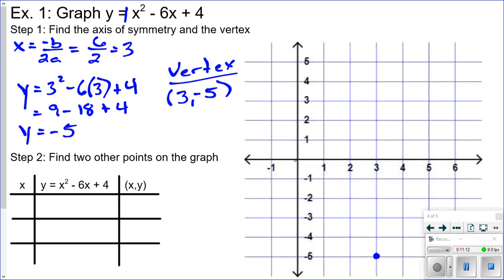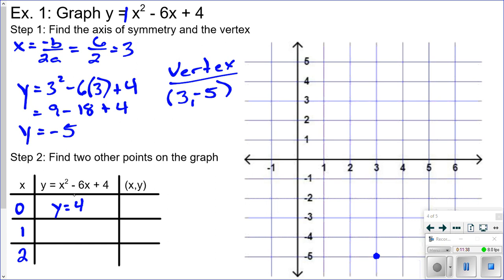This will be easy. Let's plug in 0 for x. That'll be a good point to pick. And then let's plug in 1 and 2. How about that? Okay. So we'll plug in 0, 1, and 2. So when I plug in 0 for x, I'm just going to get that y equals 4.